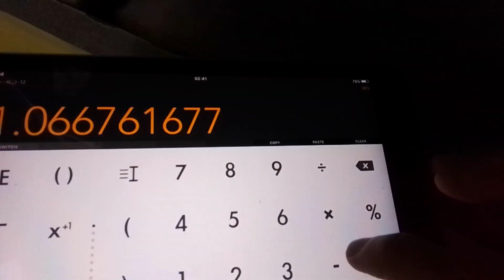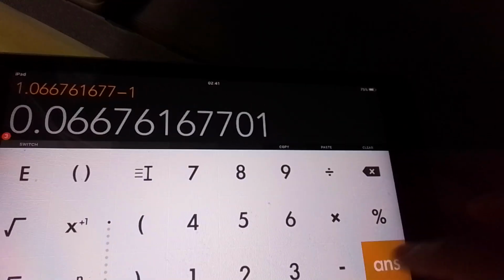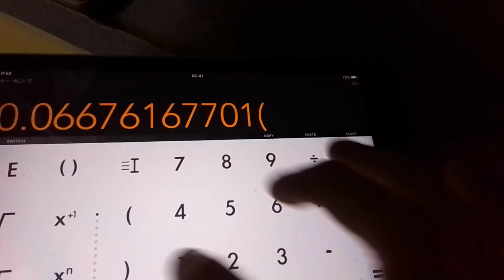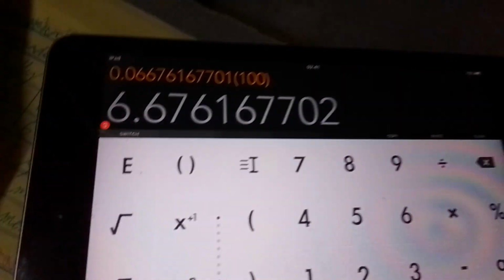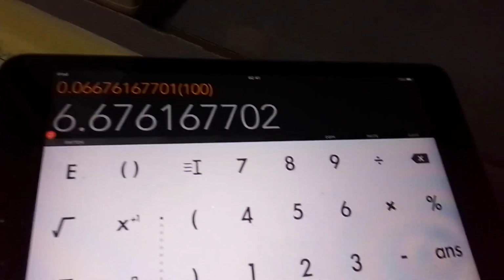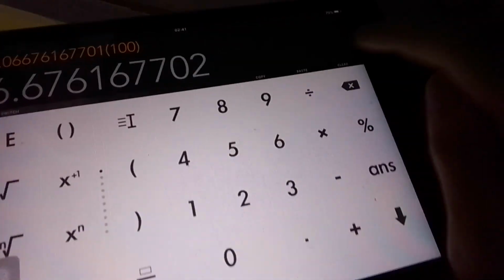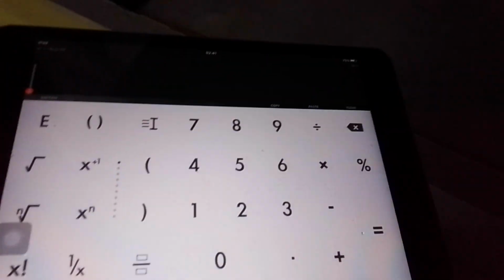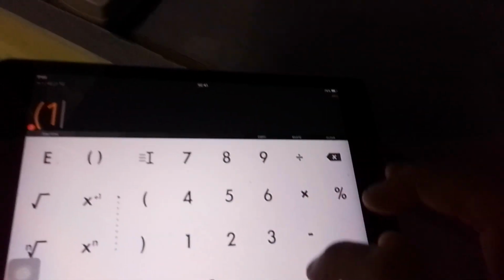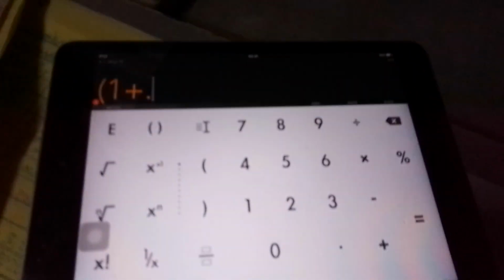To double check with the calculator, ganito yun. Diba remember, you subtract 1. And then you get this. Multiply that by 100 to give you 6.67%. So, that's how you're gonna do it. Now, if you're gonna do the formula, the literal way, ganito kasi yun. So, 1 plus what's our interest rate? We have 6.68%.